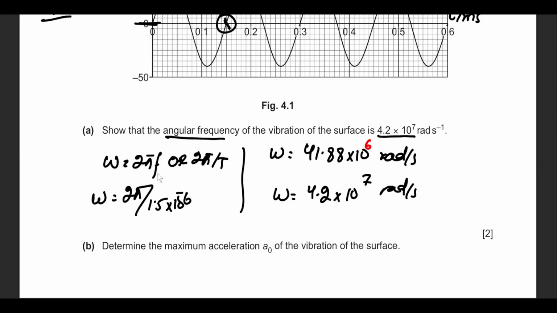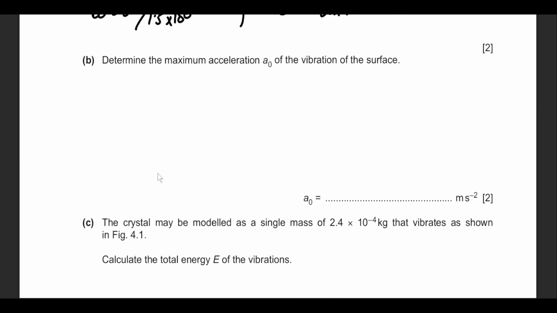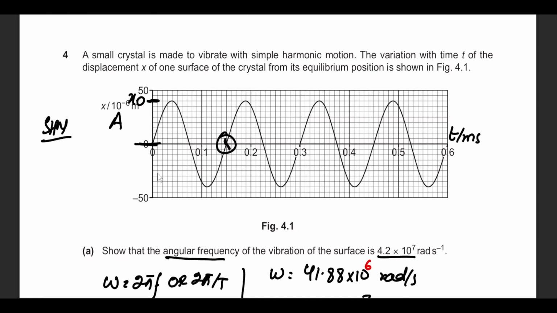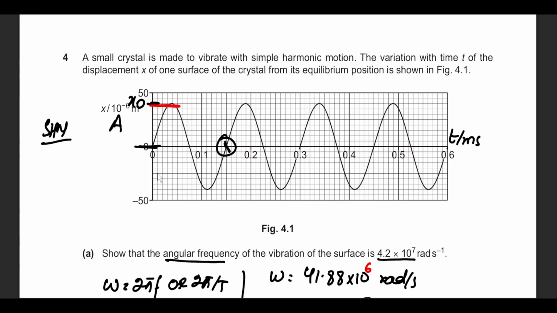Apologies for that. Okay, maximum acceleration. For maximum acceleration we understand that it should be at the maximum displacement. So this is acceleration naught is equal to negative omega square x naught. The maximum amplitude can of course be read from the graph, which will be here or here.